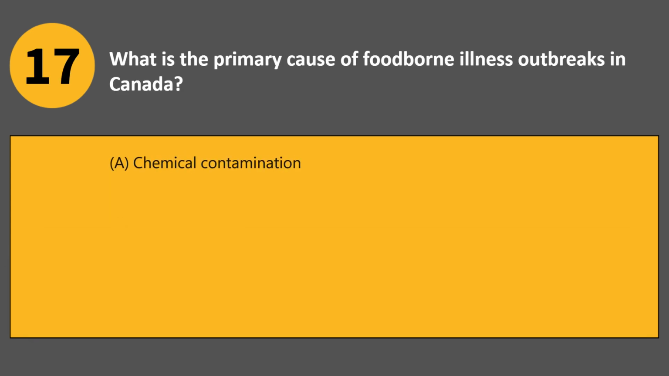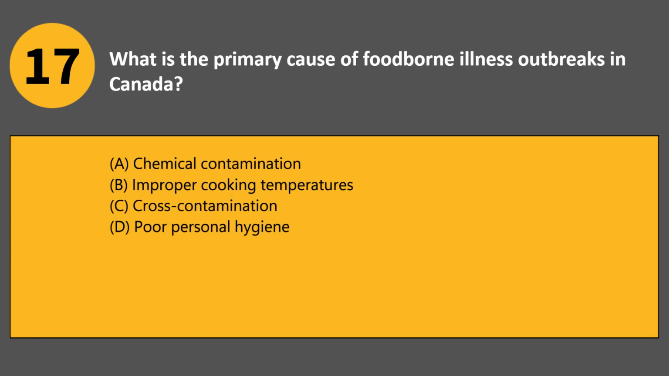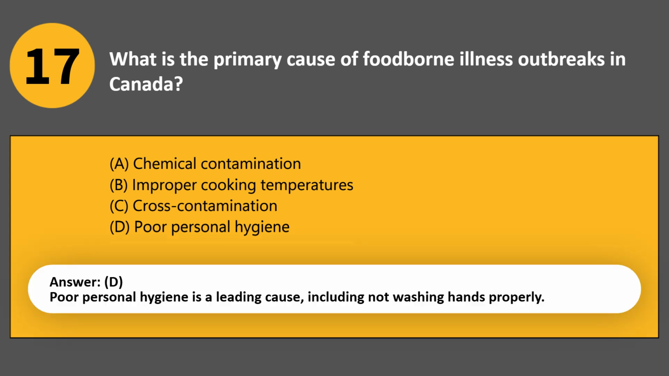What is the primary cause of foodborne illness outbreaks in Canada? A. Chemical contamination. B. Improper cooking temperatures. C. Cross-contamination. D. Poor personal hygiene. Answer, D. Poor personal hygiene is a leading cause, including not washing hands properly.